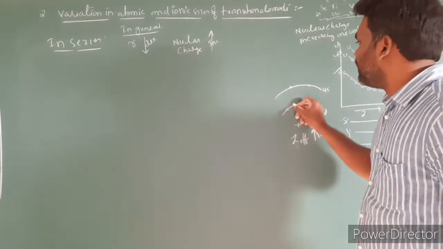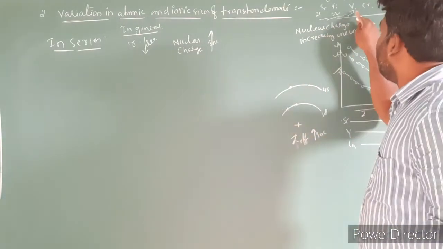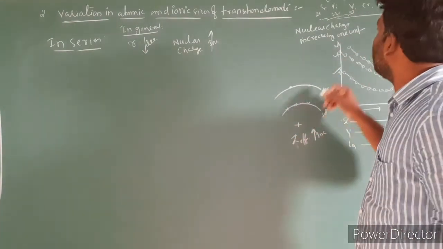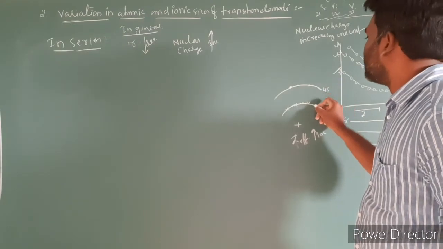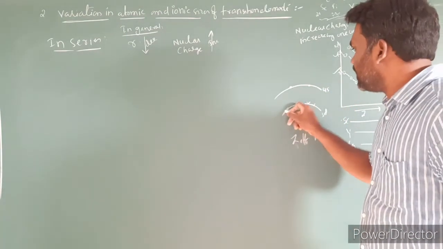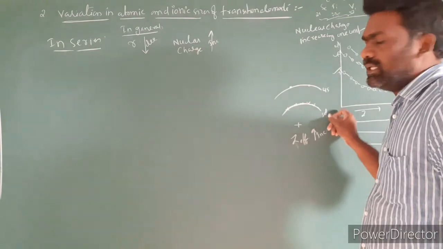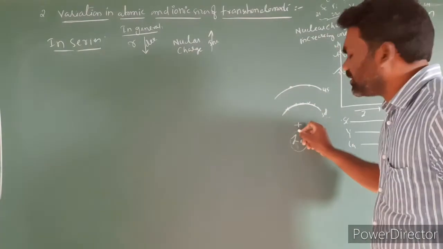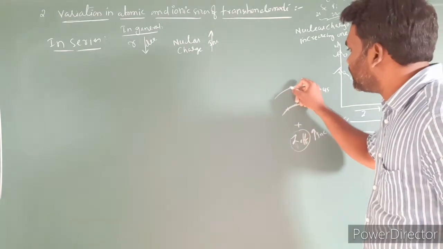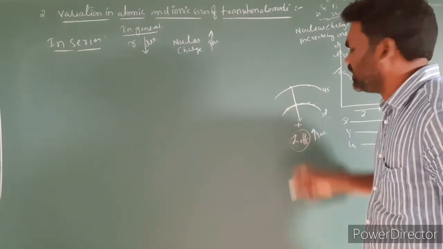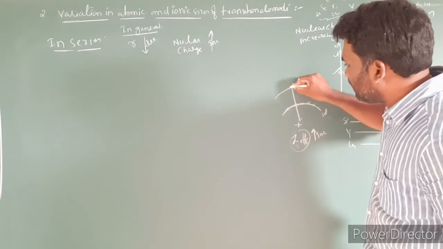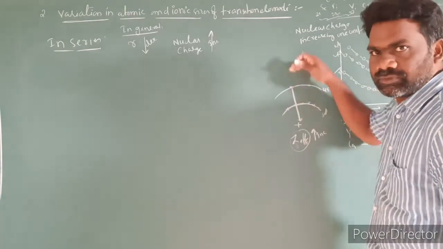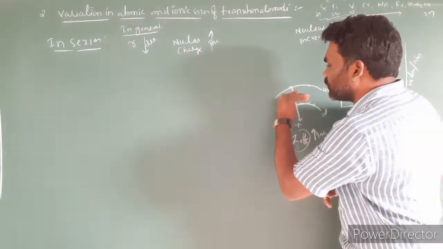In the case of titanium, one more electron is added, and in vanadium, one more electron is added, and in chromium and manganese, one more electron is added. These electrons are added in the 3d orbital, while electrons are already present in the 4s orbital. So the effective nuclear charge attracts the electrons present in the outermost energy level towards its nucleus. As a result, the size is going to decrease.